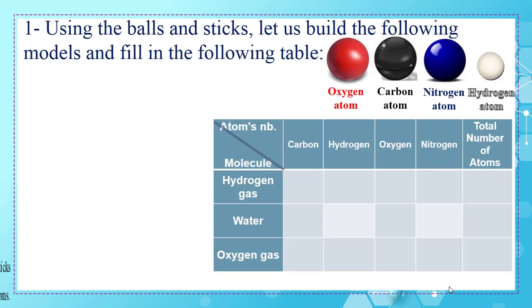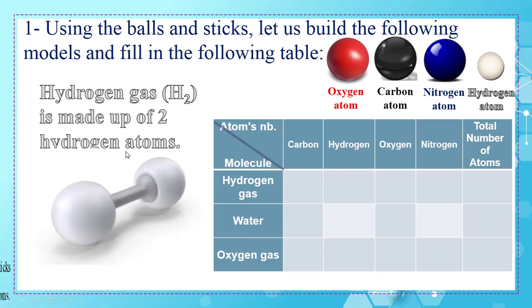Using the balls and the sticks, let us build the following models and fill in the following table. So I have here the balls, and here I have the molecule name and the number of atoms. From these balls I want to build these molecules. Let's start. Beginning with hydrogen gas, H2, this is the symbol of the hydrogen gas molecule. It is made up of two hydrogen atoms, as you see here in the figure, two white balls. These are the two hydrogen atoms.